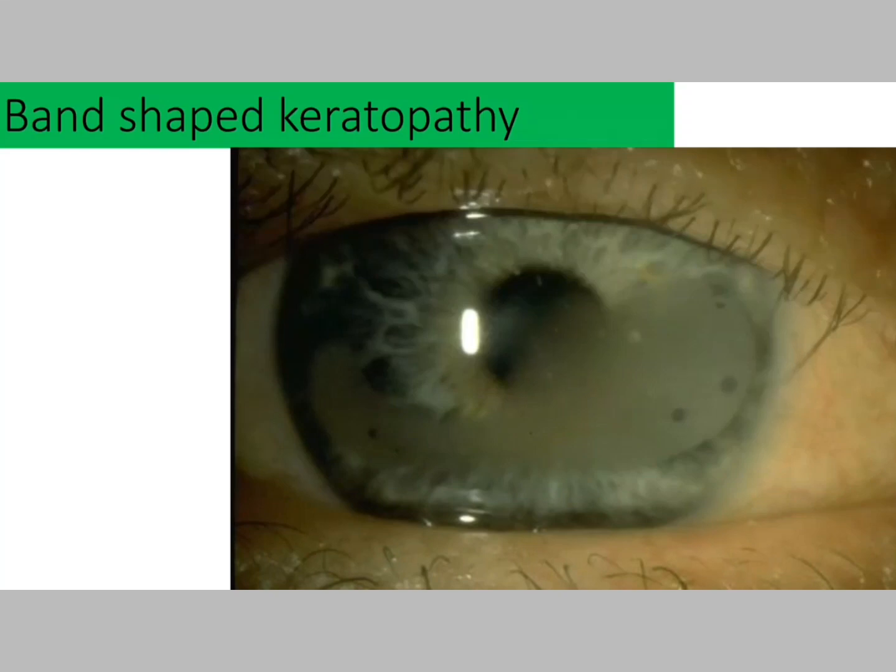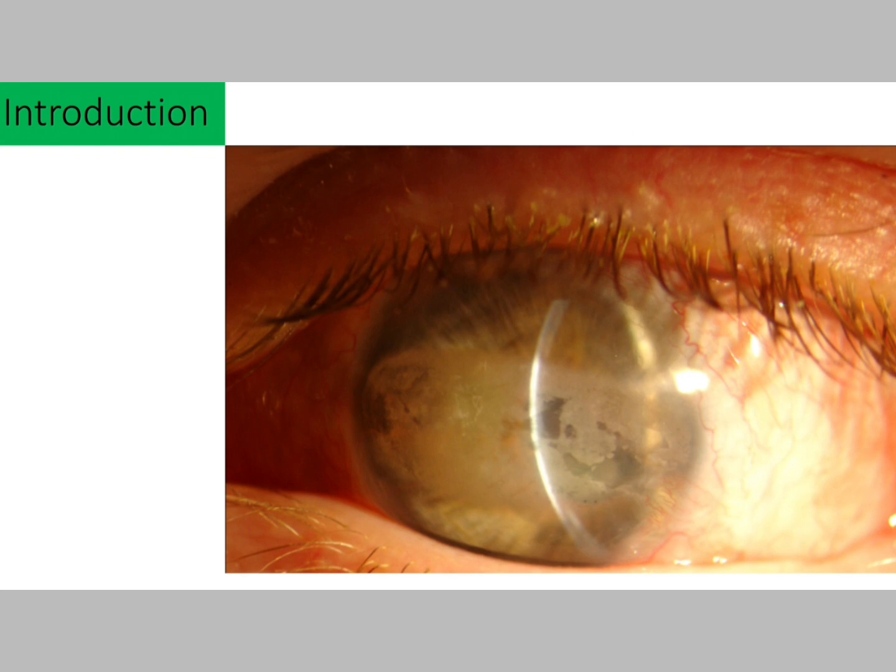So today I will discuss with you all about band-shaped keratopathy. Okay, so from this word keratopathy, what is meant by that? Keratopathy means disease of the cornea. Now band-shaped keratopathy means there is a band-like structure forming on the cornea. That is an abnormality due to many reasons that we are going to discuss in this video. This condition is a very common eye abnormality that we see in our day-to-day OPD practice.